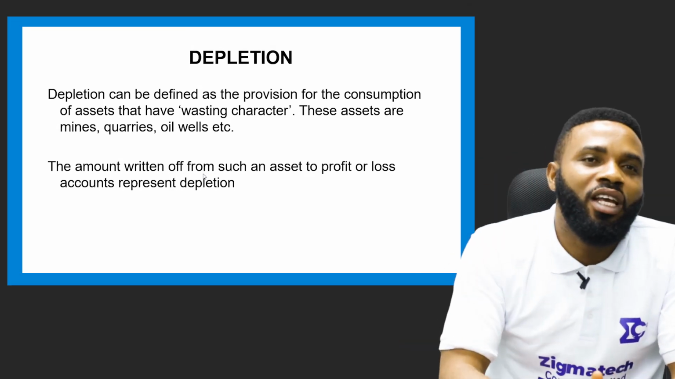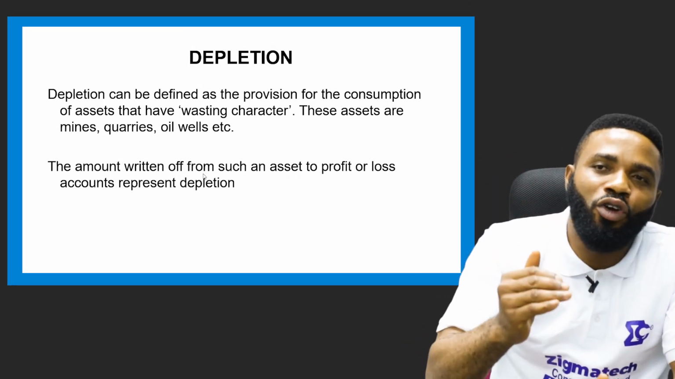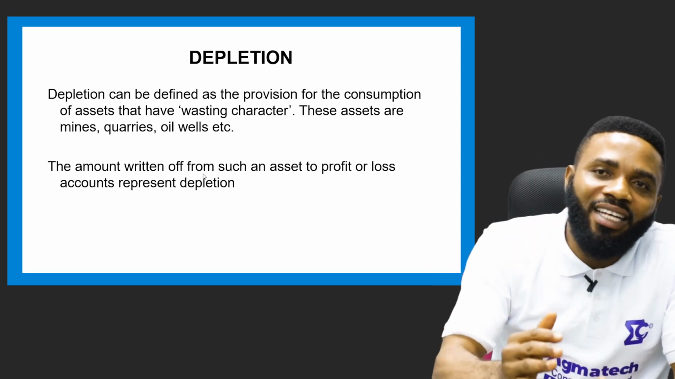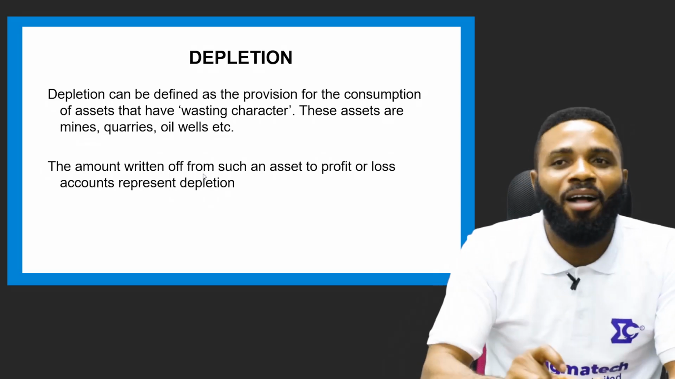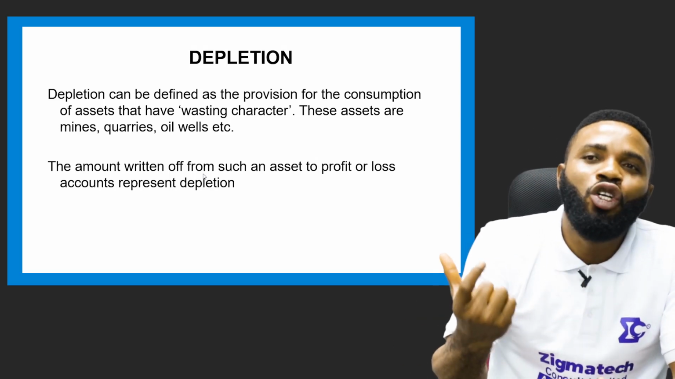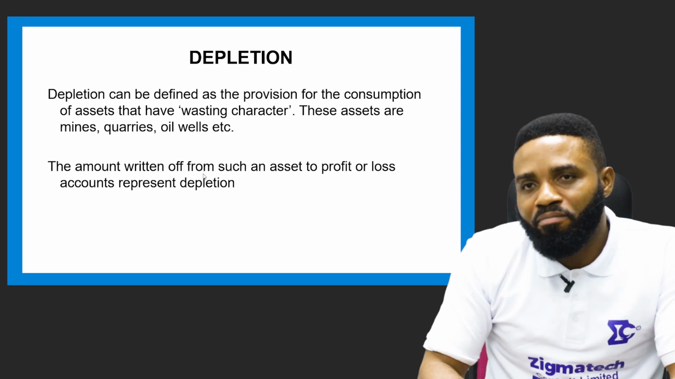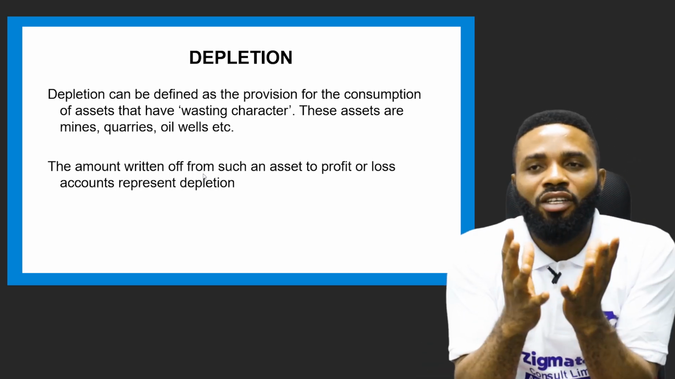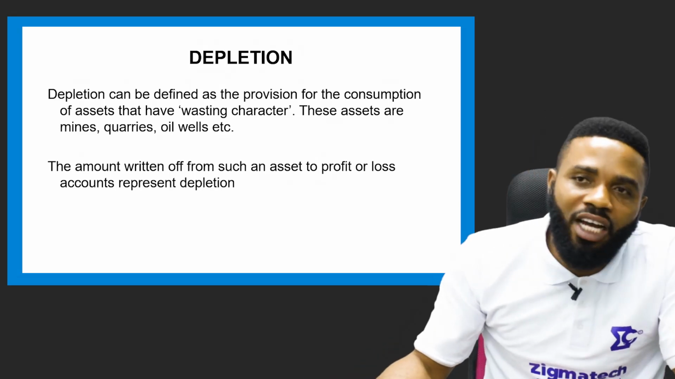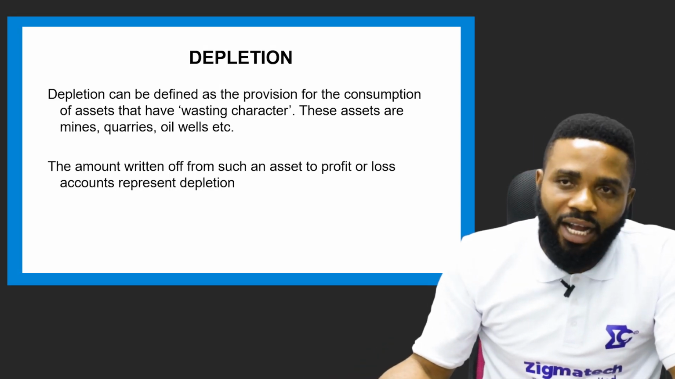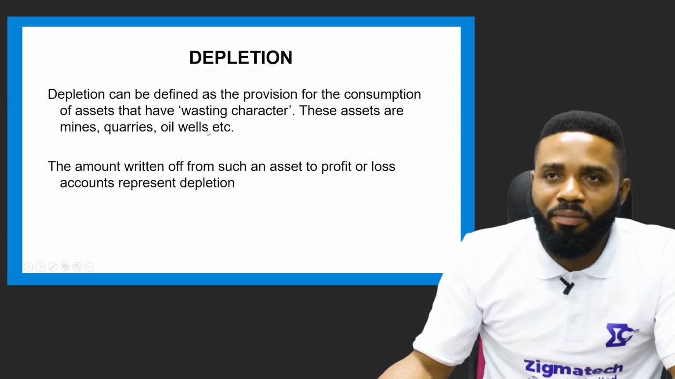So depletion is explaining a period where the asset has been exhausted. That is why we call it wasting character. It has an ability to be exhausted. And then that part that has been exhausted or that has depleted will now be charged to the profit or loss account as the depreciation.